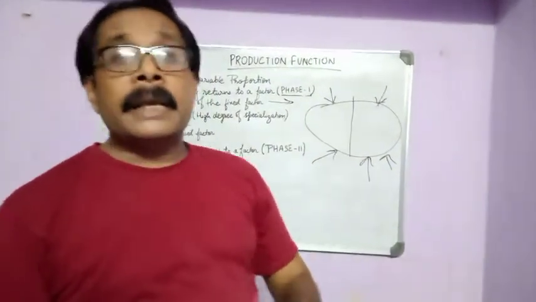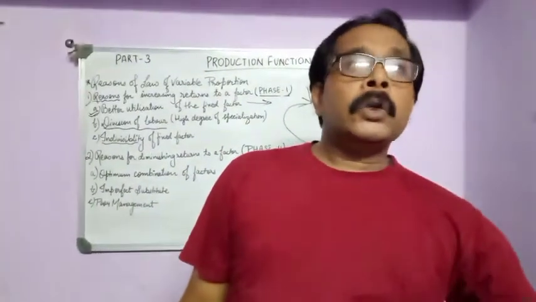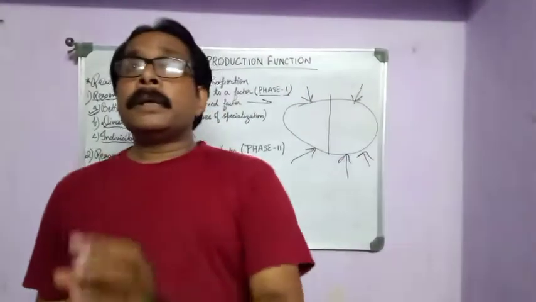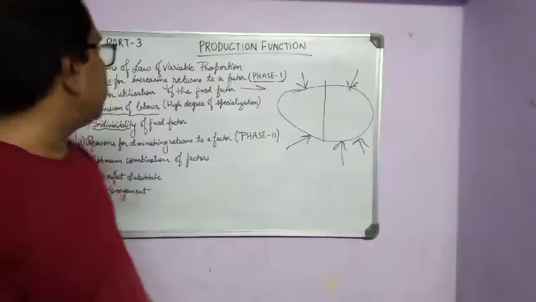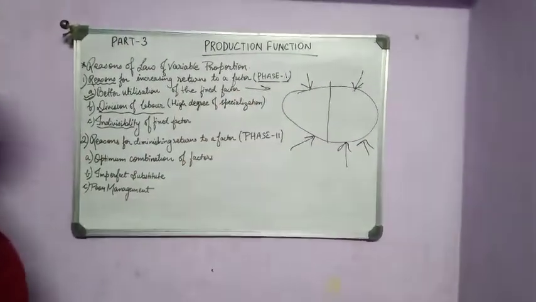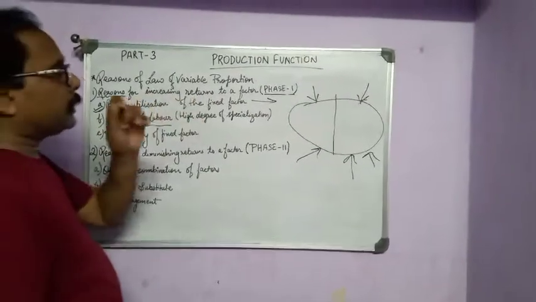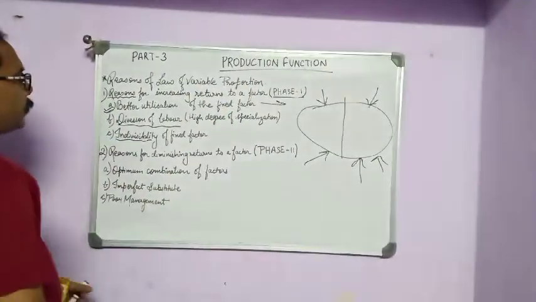So in that case, if we want to increase the production, we will apply more than one cook, so that the work may be done in a proper way, and in that case the production will increase at a faster rate. So there are three main reasons due to which increasing returns to a factor take place, and that is known as phase 1.